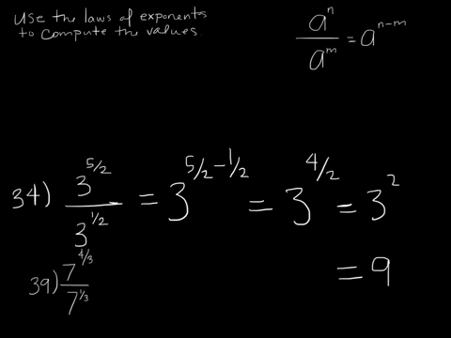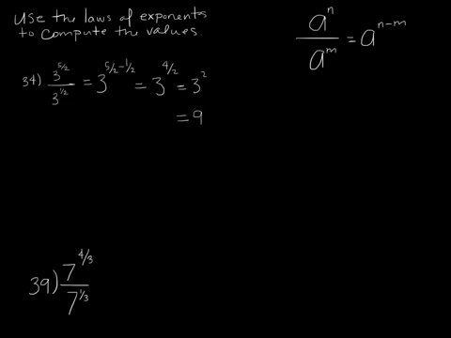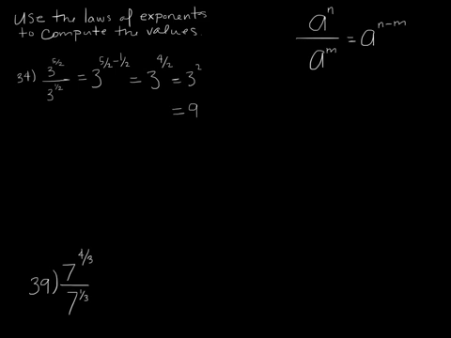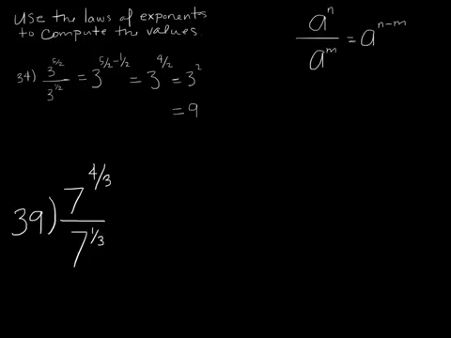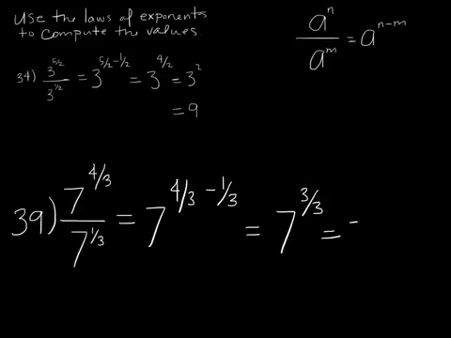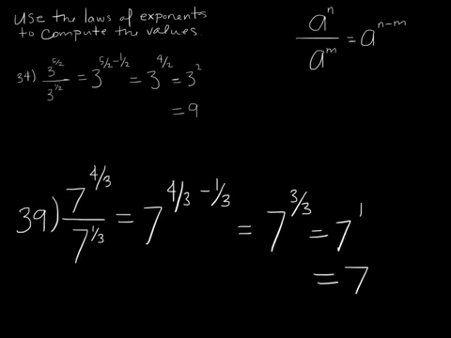So let's move on to number 39. For 39, we're going to apply the same rule. Our base this time is 7, and our exponents are 4/3 and 1/3. So we have 7 to the 4/3 minus 1/3, which is 7 to the 3/3, which is 7 to the 1, which equals 7. And we have our answer. And we're ready to move on to the next problem.